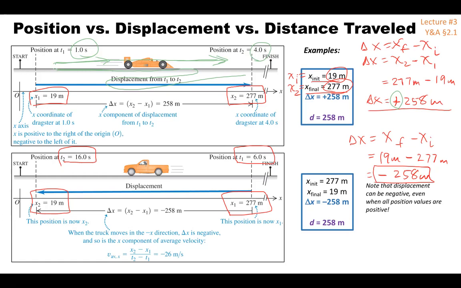So what does that negative sign tell me then? That tells me that this object moved in the negative x direction, or had a net motion in the negative x direction over this time interval, over this delta t, whatever that might be. So there was a net motion in the negative x direction.